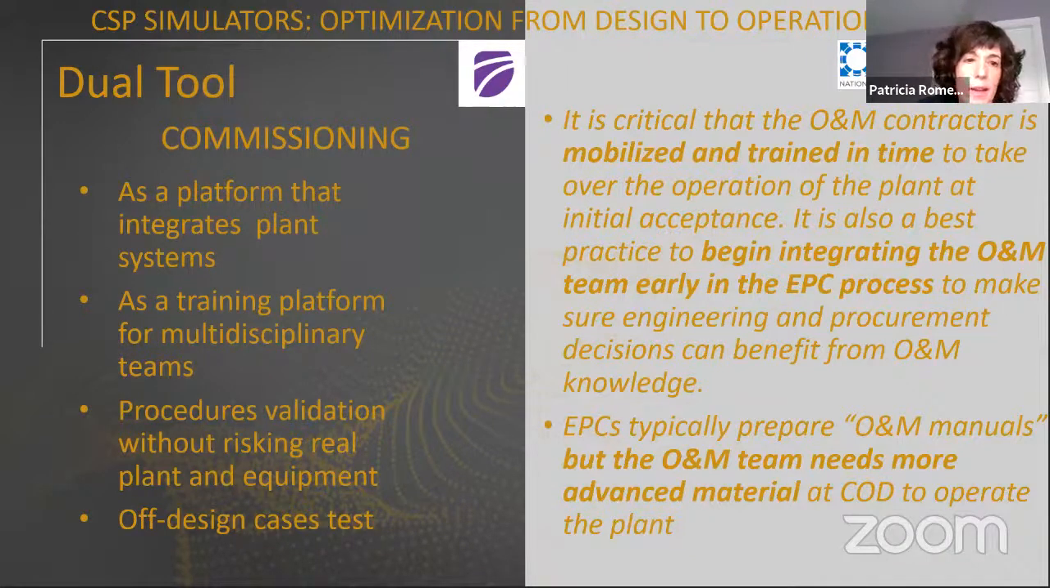So here we can also use the simulator as a platform in order to integrate all the systems, all the components that the EPC used to divide among a lot of actors. You can use those design information and integrate little by little in our full scope simulator. Additionally, in this commissioning phase, we can use the simulator not only for engineering purposes, but also for training in an initial stage.